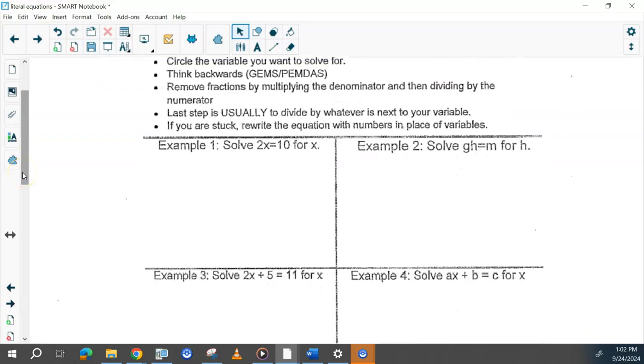Worst case scenario, if you get stuck, you could rewrite the equations with numbers in place of the variables and solve it, but then you still have to go back and put the variables in it, so that would create more work. So we're going to solve some regular equations, and then we're going to solve some literal equations so you can see how we would do this.